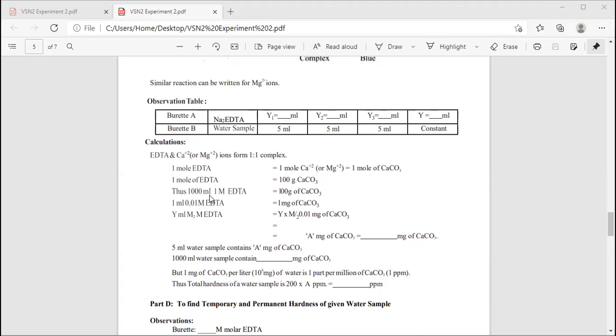Please understand, everyone. 1 mole of EDTA is nothing but 1 molar, 1 liter EDTA. And 1 mole of CaCO3 is 100 gram of CaCO3. So 1000 ml of 1 molar EDTA is equivalent to 100 gram. So instead of 1000 ml we made it 1 ml. So how many grams will it be? 10 raised to 2 into 10 raised to 3 means 10 raised to 5 milligram. Are you with me?